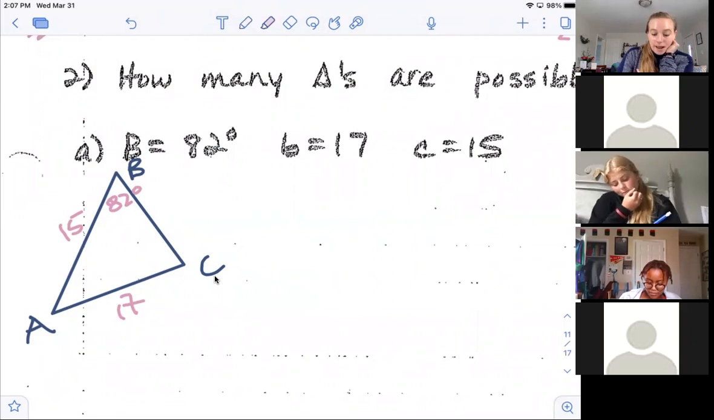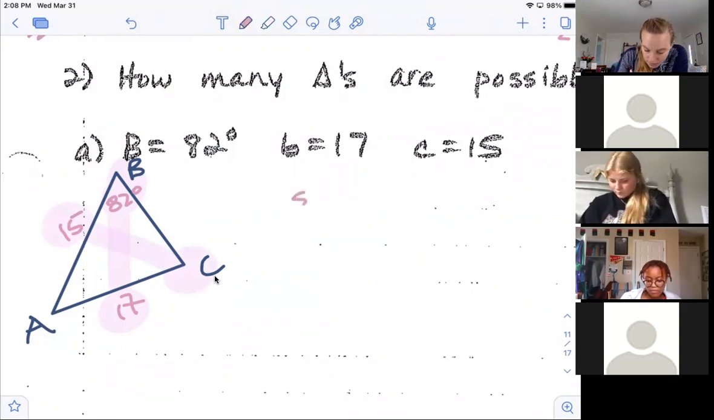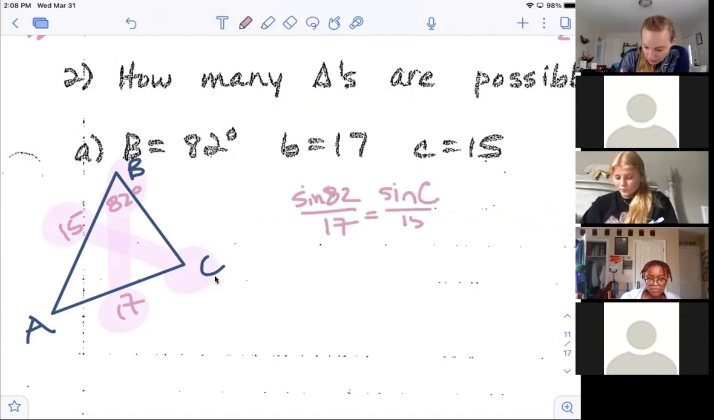Okay, I know I can do sine of 82 over 17. And then the only other thing I can find next is angle C, because I can do sine of C over 15. I can't subtract from 180 to find angle A. I can't do Pythagorean theorem to find little a. I have to find big C first. So I'm going to do sine of 82 over 17 equals sine of big C over 15.